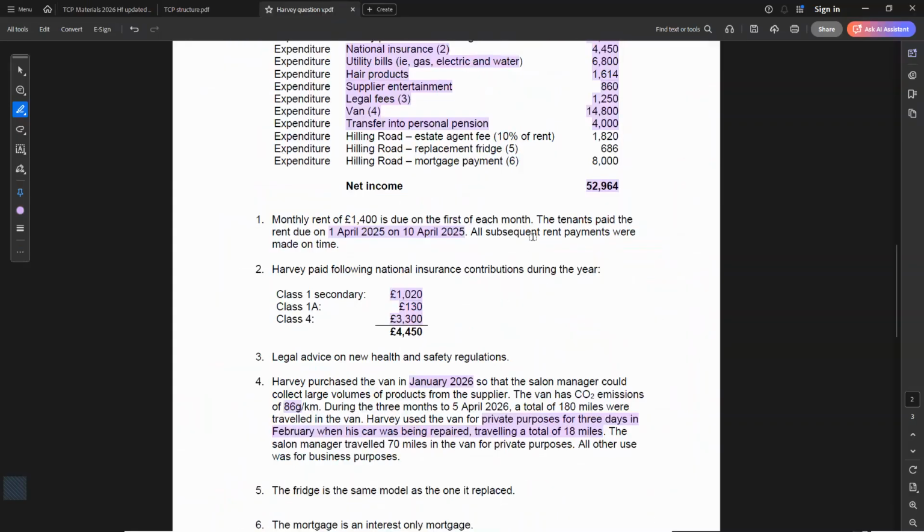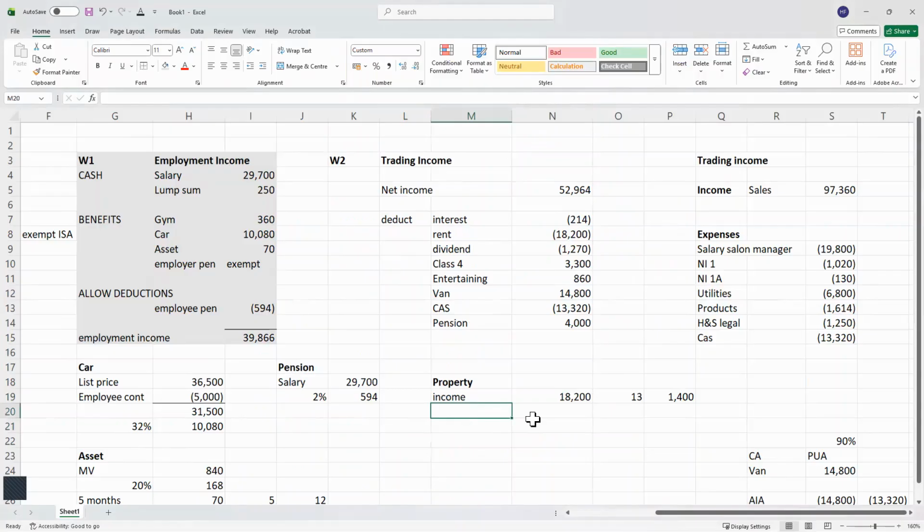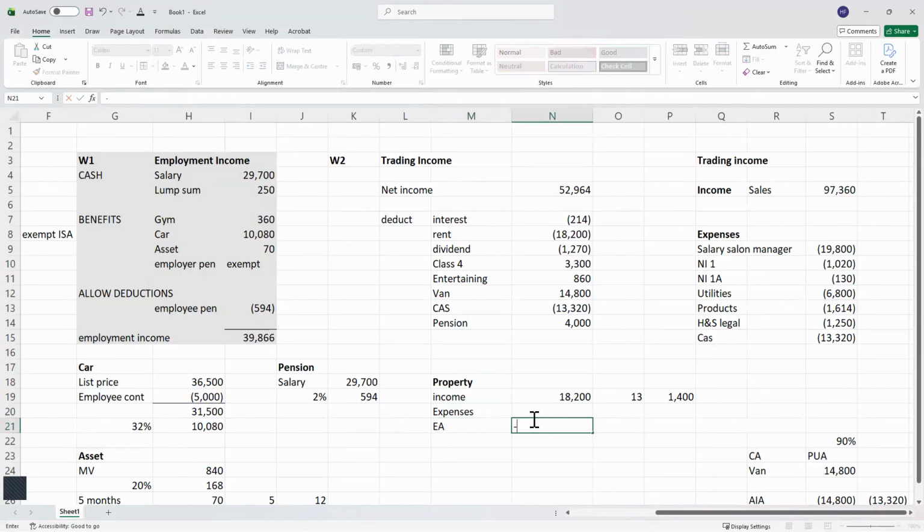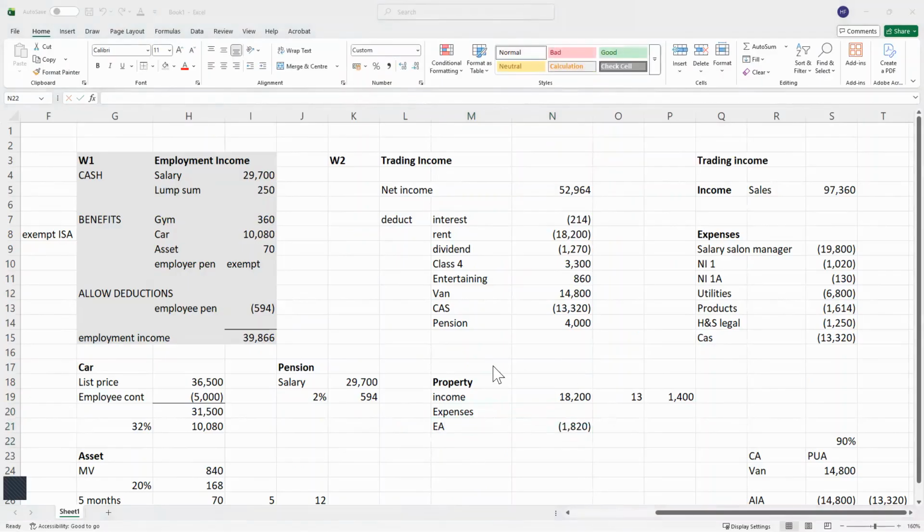So back to the question, the next piece of information, Hilling Road estate agent fee, 10% of the rent. This is a fee of £1,820. So when we're calculating property income, we know that expenses relevant to the property can be deducted. So if we take off the estate agent's fee, which is 1,820, this calculation here is then going to calculate our property income that pulls into the income tax computation.